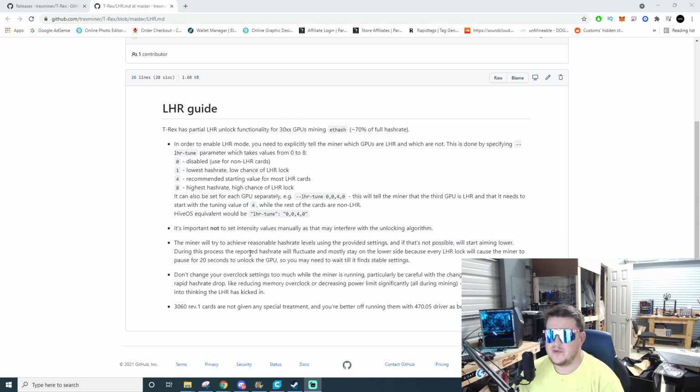Before you know it, we'll be looking at 80, 90, 100% hash rate unlocks, baby. LHR what? We're going to be like, LHR who? NVIDIA just needs to, don't even worry about it. Just don't even make it no more.